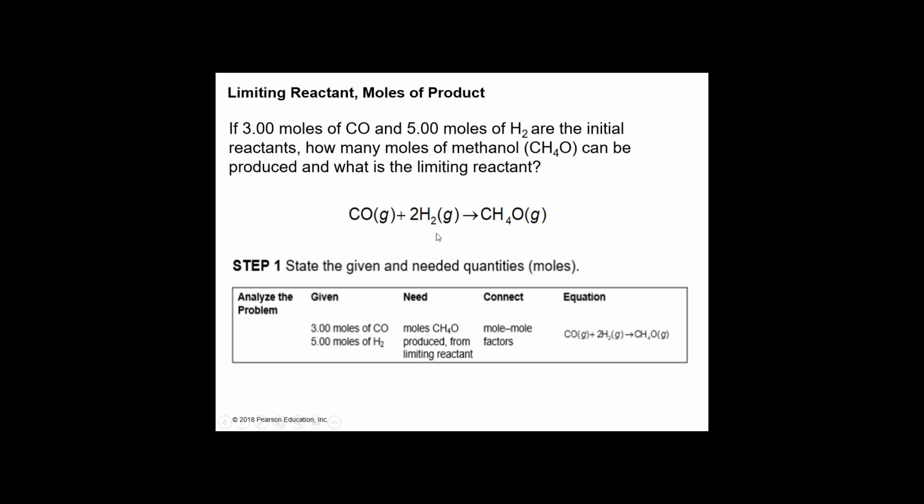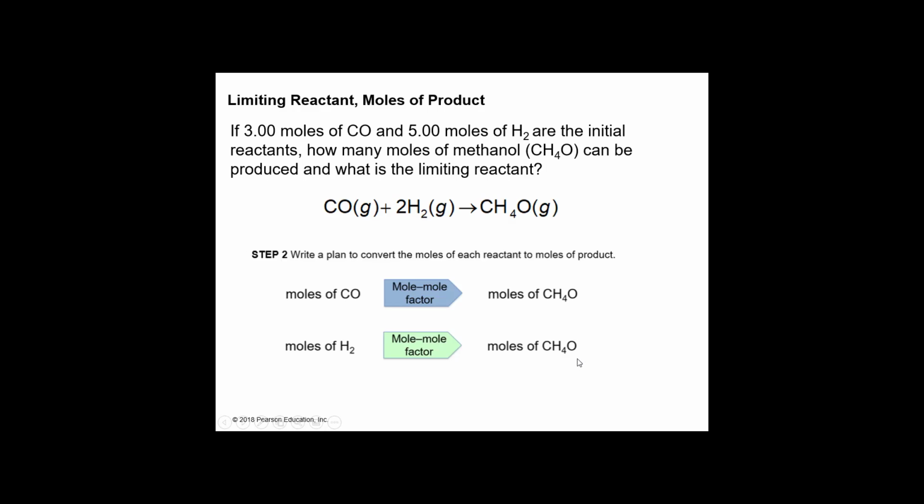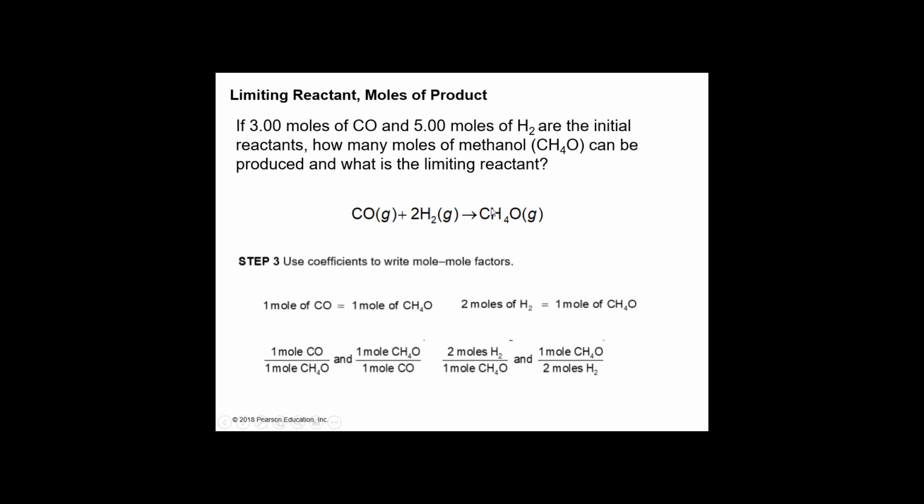So here's the problem. We always need the balanced equation because we need to know the ratios. So we're given the amounts. We know that we need to get to moles of our product, and we need to use some factors in order to determine that. So here's the stepping stones. We calculate separately based on the values that were given and determine the product separately for each of these. And you're given equalities. So 1 mole CO equals 1 mole of CH4O. And then we have 2 moles to 1 mole. And then we can set up our conversion factors that will let us set this up.